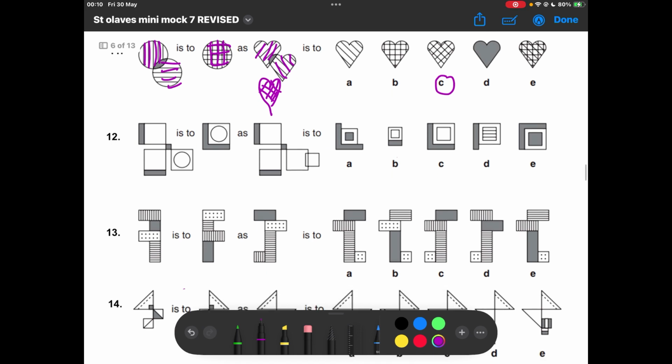Next question here. So this and this form this. So same here, we're going to have another L grey shape, so we can rule out any that don't have that. And then the circles stay the same, so this square is also going to be here, leaving us with the answer, which is C.